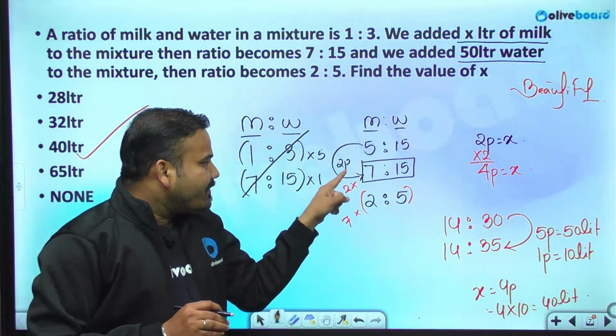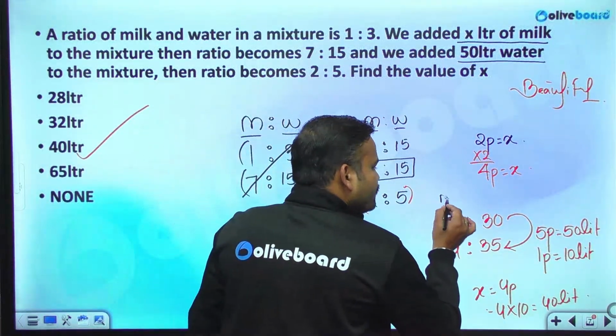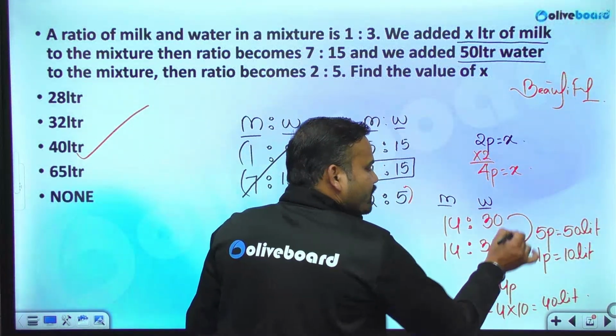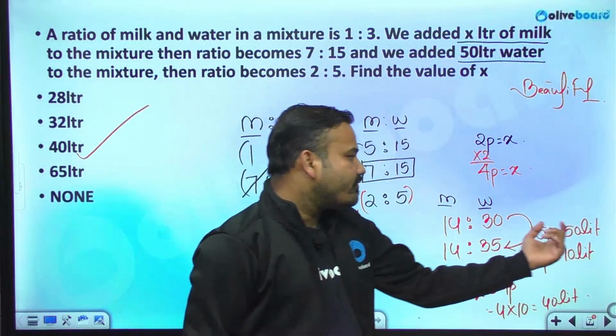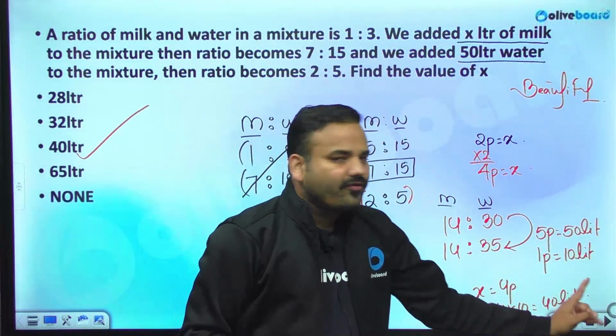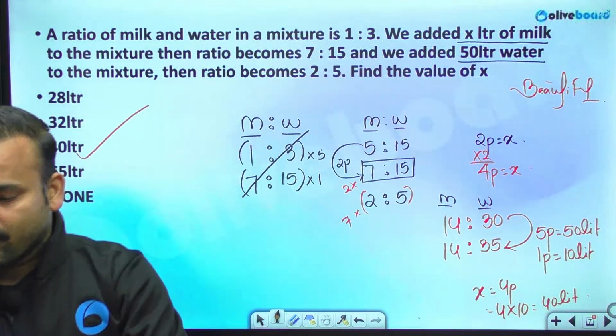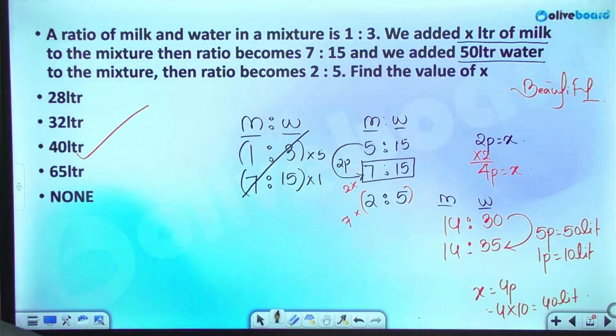The moment I made this milk wala part constant, it was clearly visible that the addition of water is 5 unit, which is basically equal to 50 liter. 1 unit will be 10 liter. If 1 unit is 10 liter, 4 unit will be 40 liter. So the value of x will be 40 liter.